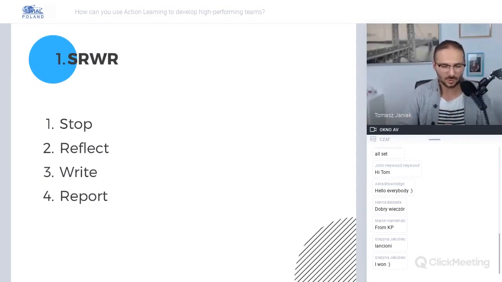Tool number one is called SRWR, which stands for stop, reflect, write, report. It's a very useful tool, very simple.